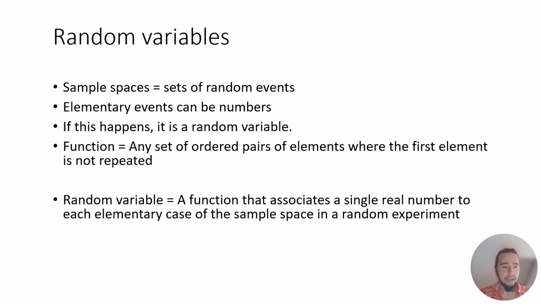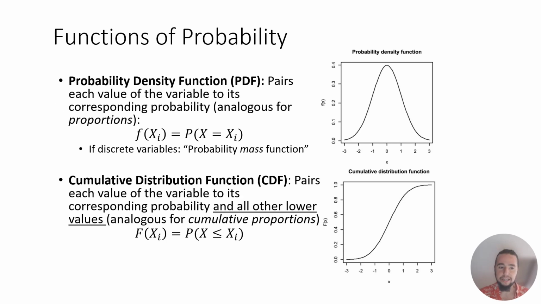So now we can assume that these sampling spaces can be sets of random events, and if we use elementary events as numbers, then we have a random variable. A random variable can be a function that associates each value of our variable to some probability, and this is very useful because we can create two functions for each random variable: the probability density function that associates each value of our variable with its corresponding probability. This is like the proportions of our variable, but approached from probability.